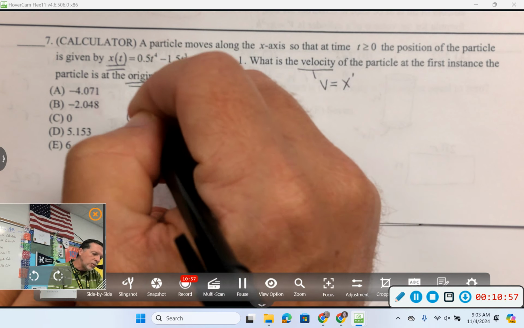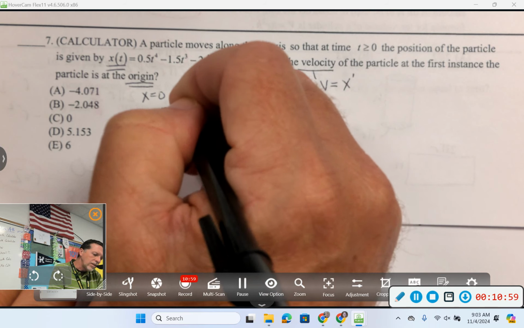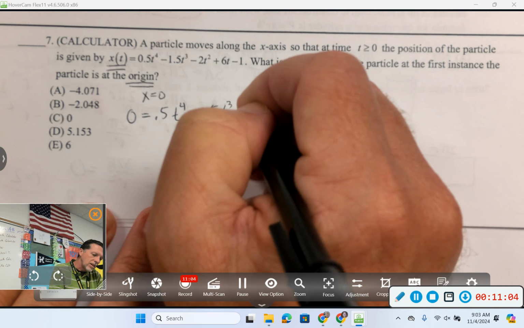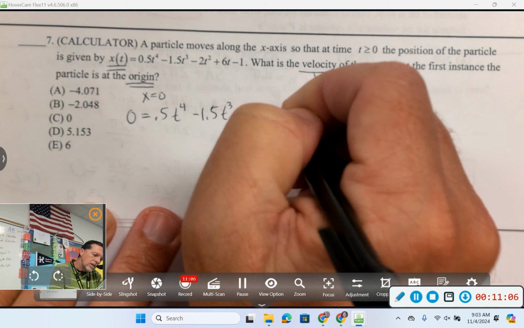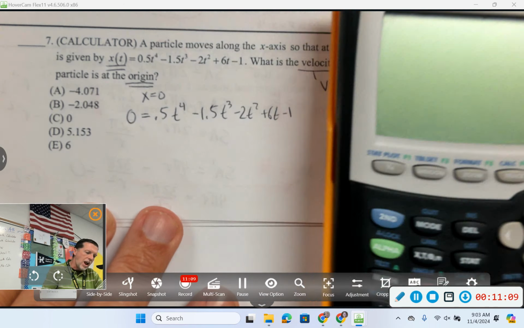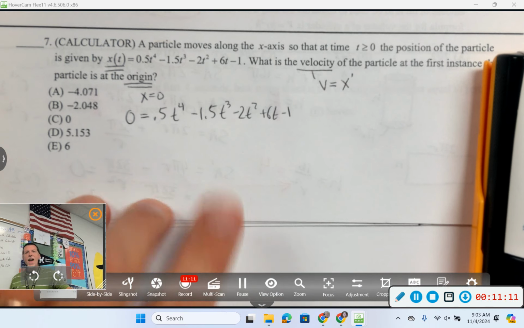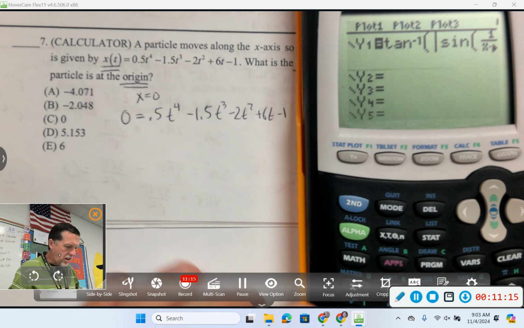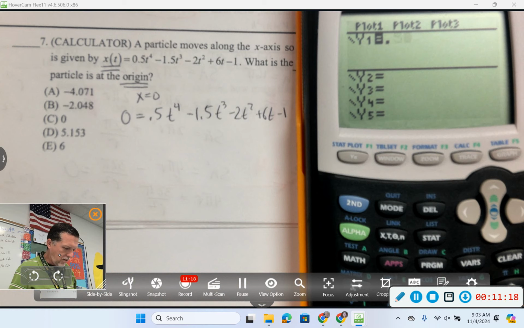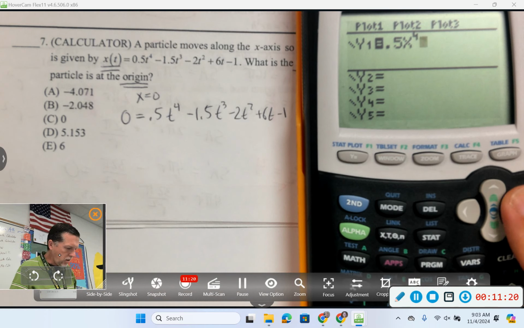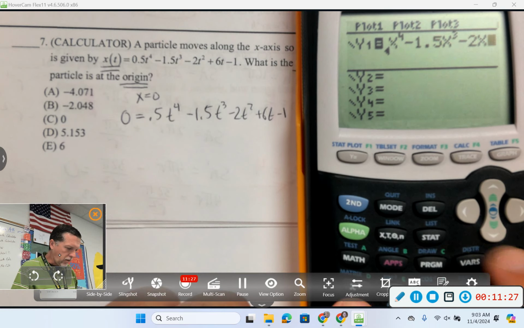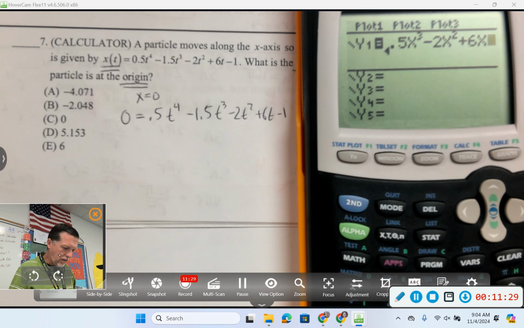So I need to find where this thing is equal to 0, and I've got a calculator that will help me do that. And then I'll take the derivative at whatever spot that is. So 0.5x to the 4th, 1.5x cubed minus 2x squared plus 6x minus 1.